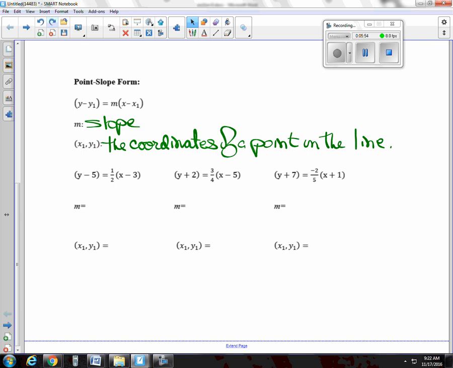So in the equation y minus 5 is equal to 1/2 times the quantity x minus 3, this is in point-slope form. What's m? Well, m is equal to 1/2. I need a point on the line. Well, x1 is the coordinate for x. So I'm going to have 3, and the y coordinate is 5. So the slope is 1/2, x1 is 3, and y1 is 5.